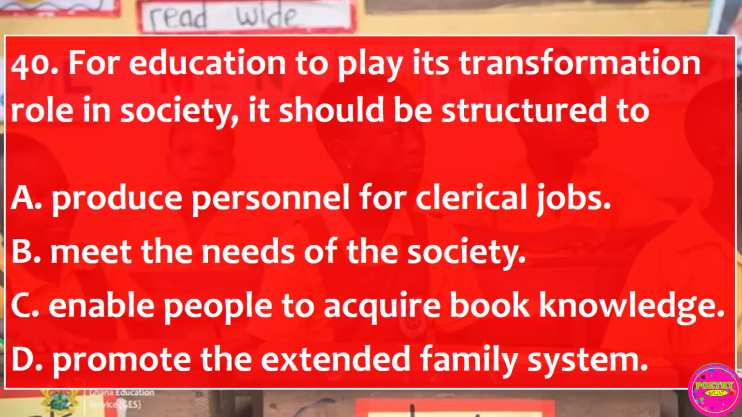Question 40. For education to play its transformation role in society, it should be structured to A. Produce personnel for clerical jobs. B. Meet the needs of the society. C. Enable people to acquire book knowledge. D. Promote the extended family system. The correct answer to this question is B. Meet the needs of the society.